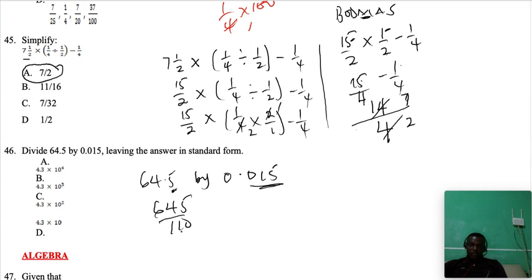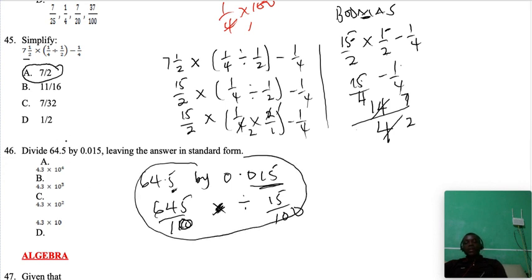You see how it is: 645 over 10 because of 1 decimal point, divided by 15 over 1000. Because the first number has 1 decimal point and the second number has 3 decimal points, we subtract. When you subtract, the first one is 1 and the other one is 3, so we get minus 2. So you get a positive power. So the answer is C. You see, it's a positive power.